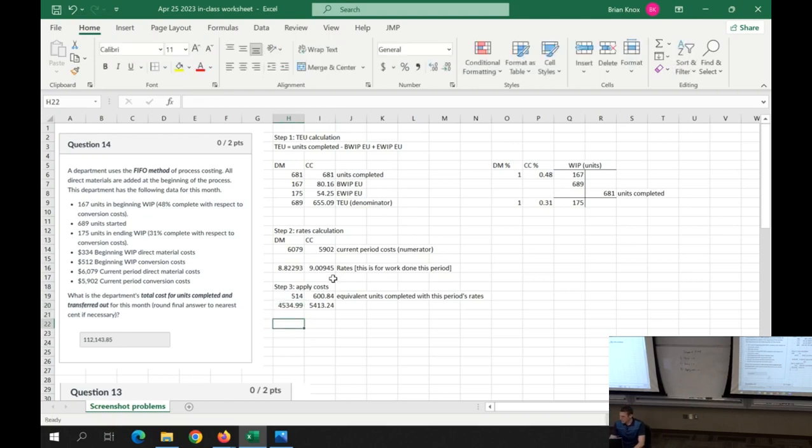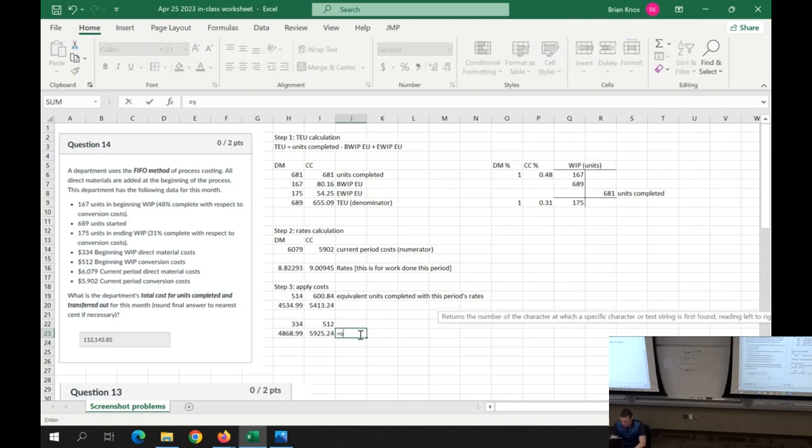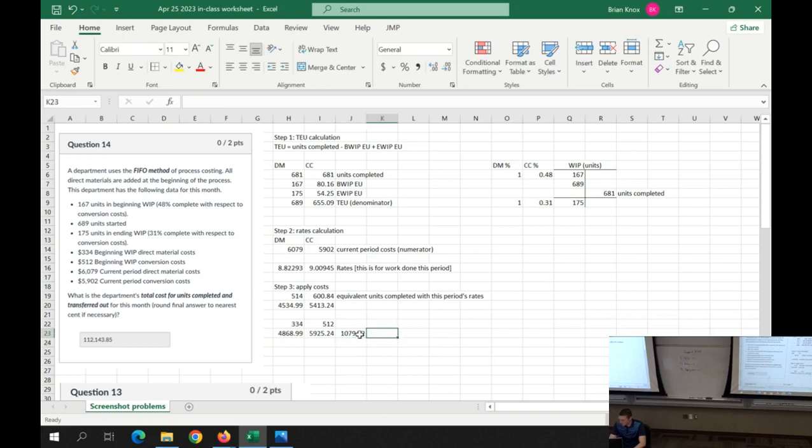Then we add in those costs we took from beginning WIP, and we said we're going to send them into orbit. They'll come back around at the very end, and here they're coming back at the very end. So $334 of beginning WIP direct materials cost and $512 of beginning WIP conversion costs. We need to make sure we add those in, because those were the first costs in. They need to be included in these costs that end up going out this period. So this is going to be the total costs.